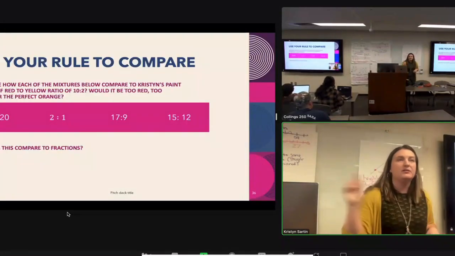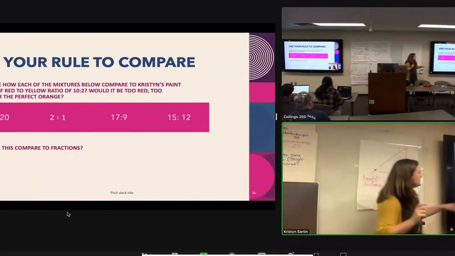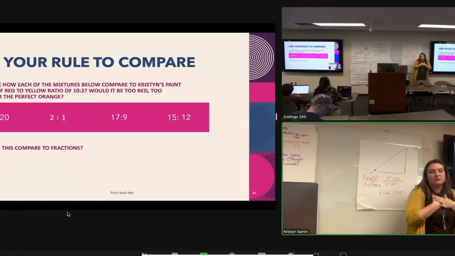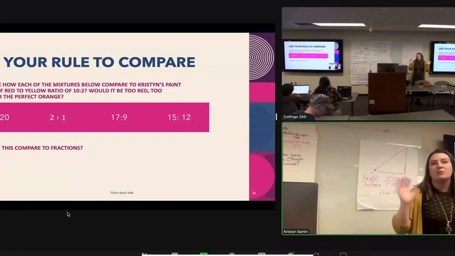We could compare different ratios though. So how does 50 to 20 compare to my perfect orange? How does 2 to 1 compare? Will it be more red or more yellow or perfect?